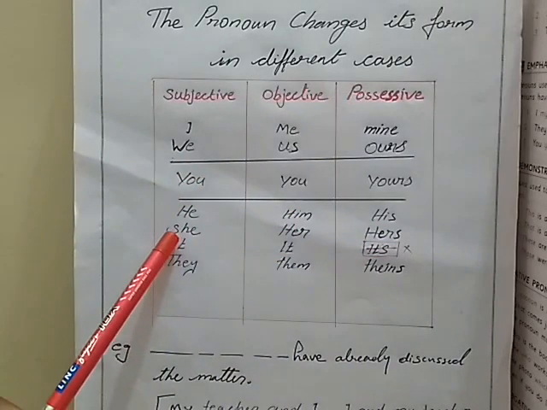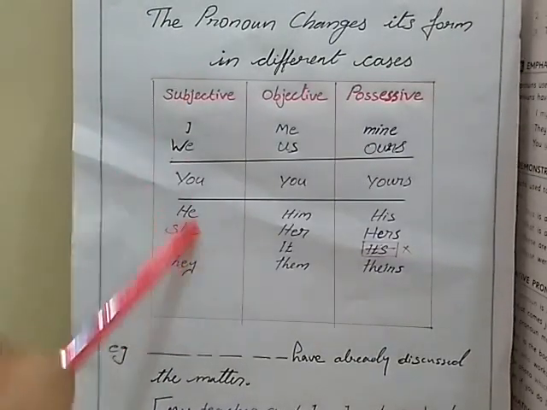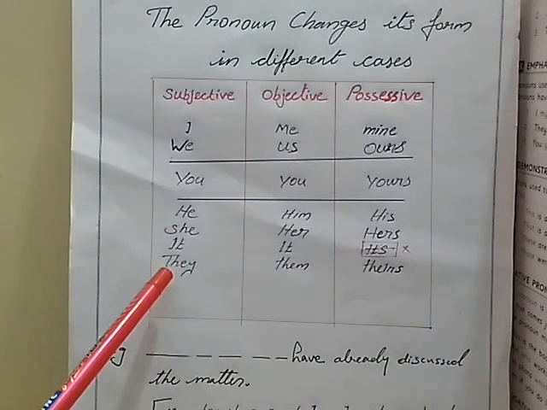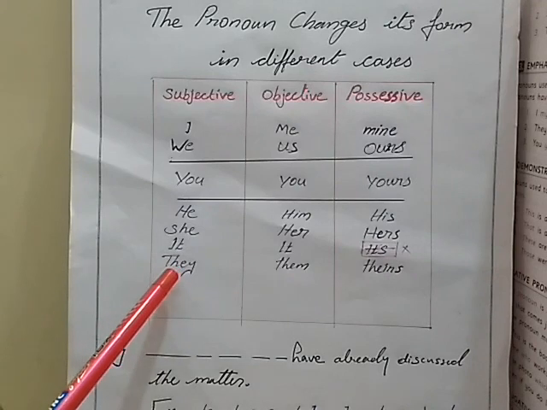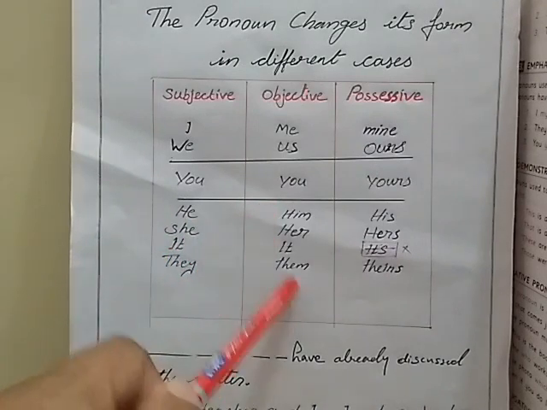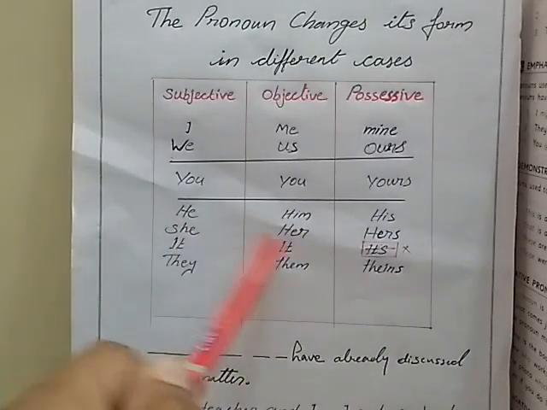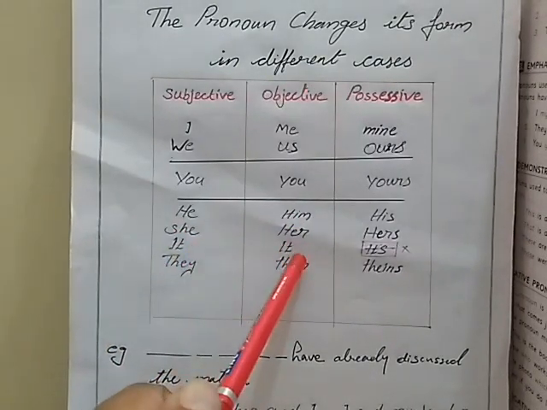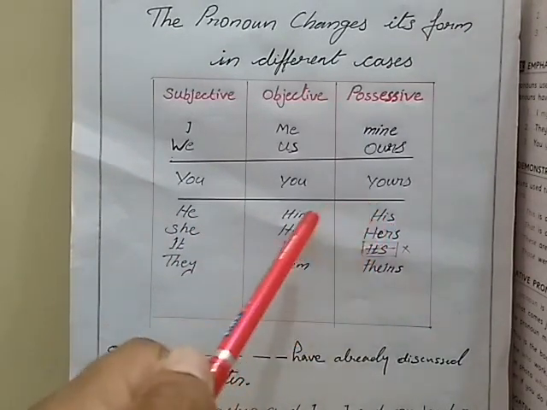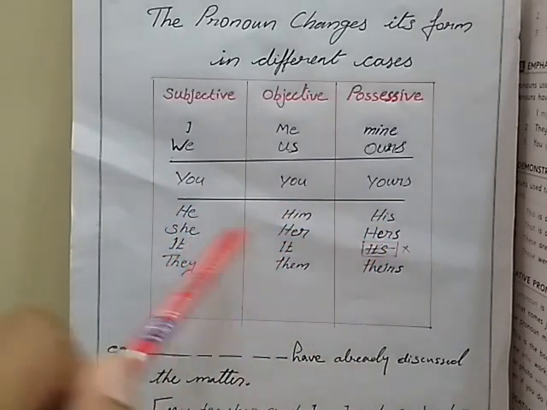She, that is the third person singular. All these pronouns we will use in the subject place only, at the beginning of the sentence as a subject, and it will work as a noun. When it goes to the objective place, he will become him, she will become her, it stays the same, it, and they will become them. And you can see the possessive form: he, his; she, hers; and it.